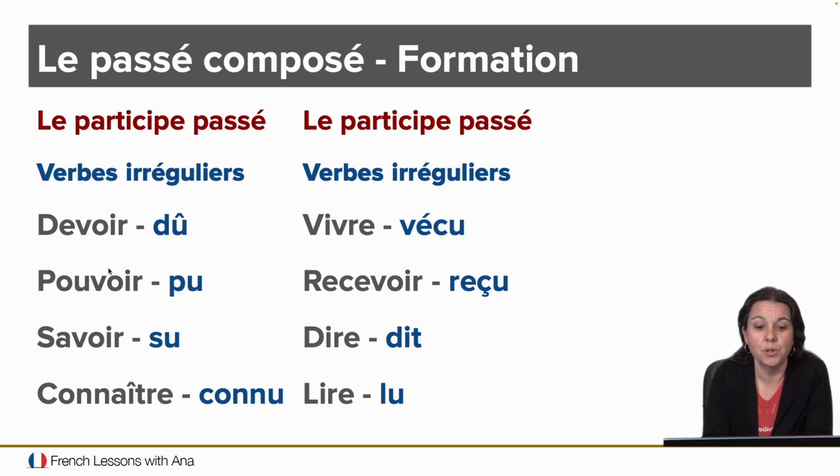Pouvoir, to be able to, changes to pu. It doesn't need an accent because there's no preposition that is pu, okay? Savoir, to know something, becomes su. Connaître, to know someone, to know a place, etc., becomes connu. Okay, so both savoir and connaître mean to know, but they are different.